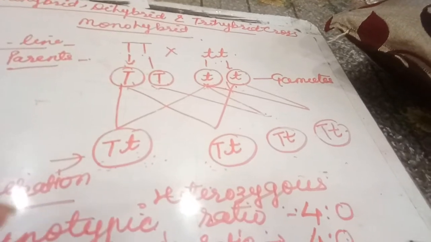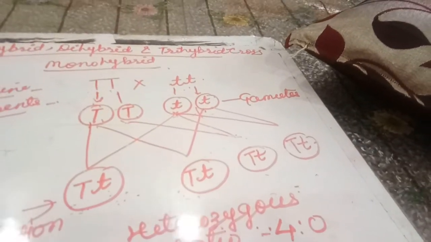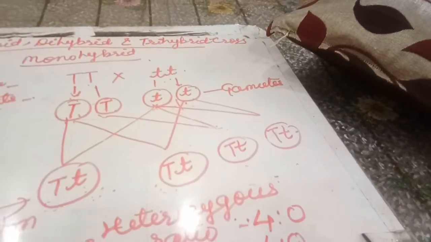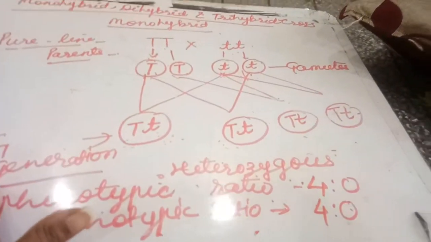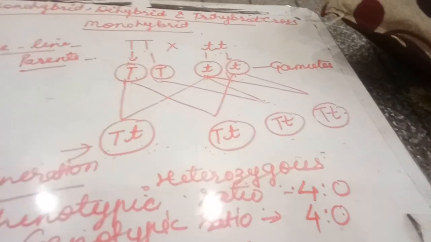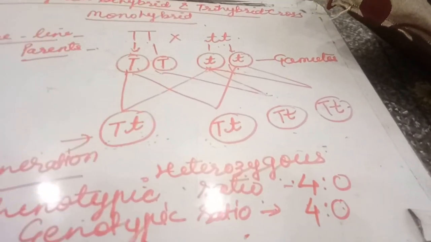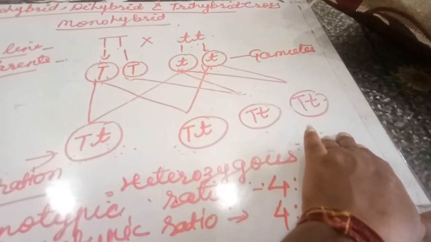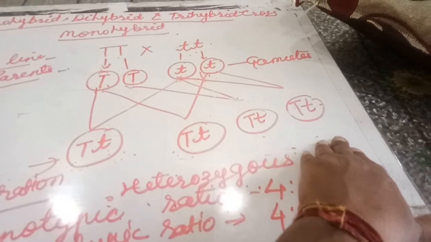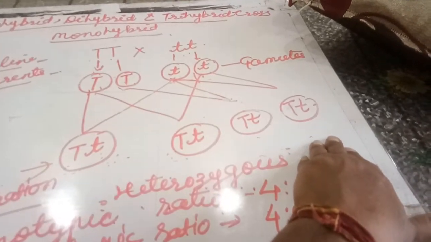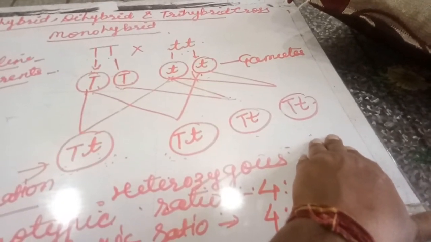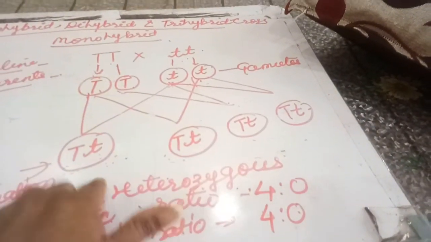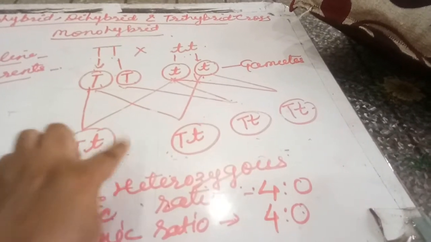After the cross of the pure tall with the pure dwarf, we got the F1 generation. In the F1 generation all four plants are tall physically, but genetically they contain capital T as well as small t.